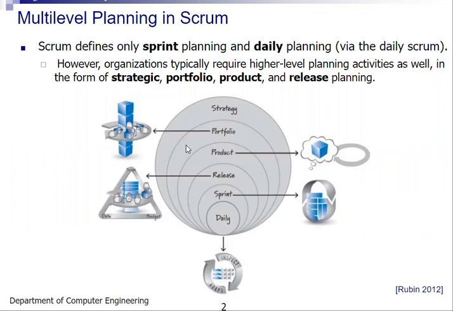In the Scrum framework we have discussed sprint planning and the daily stand-up meeting. But when you think about a software organization, high-level planning is required. So what kind of planning do we have to consider? We have to do strategic, portfolio, product and release planning in detail, right? So portfolio planning, what do we mean by portfolio planning?